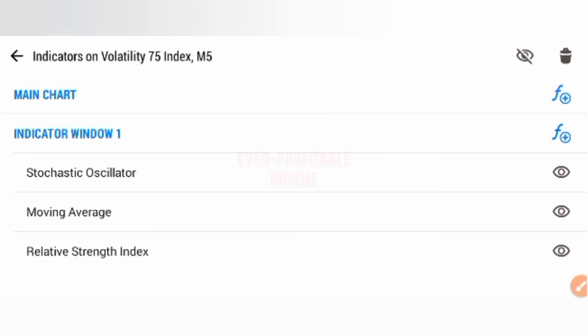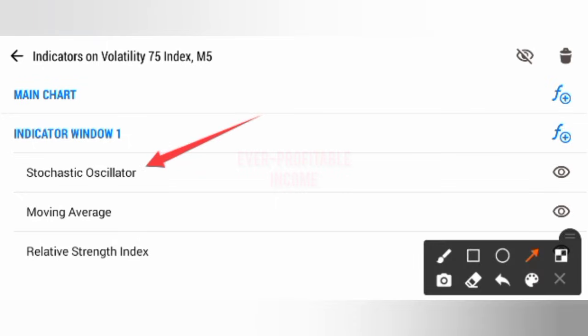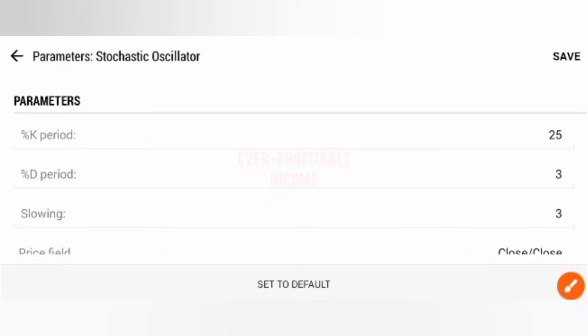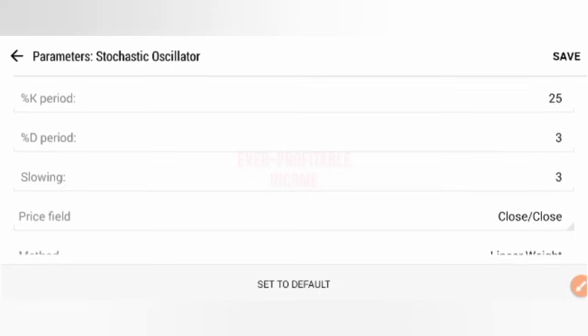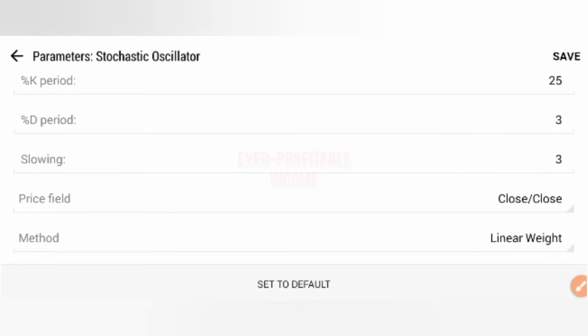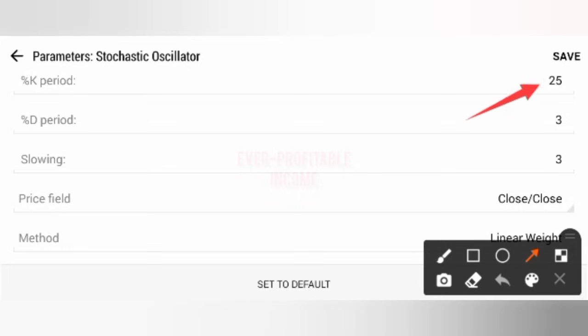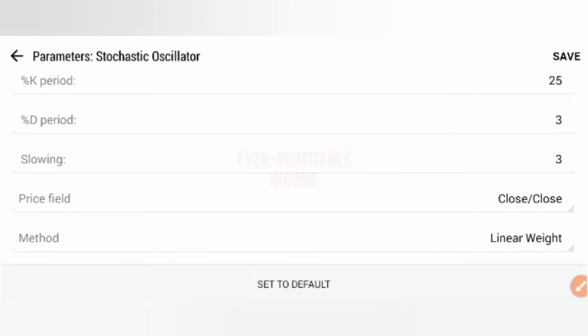Okay, so here we are on our indicator window. So the indicators are the stochastic oscillator, the moving average, and then your RSI. Let's check out the setting of the stochastic oscillator. The parameters are K period 25, D period 3, and slowing 3, and the price feed is close, and the method is linear weight. The method is linear weight.